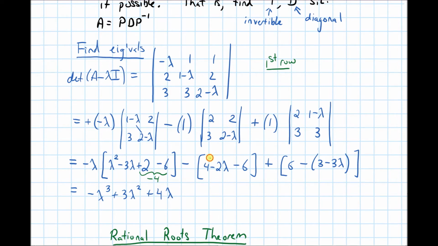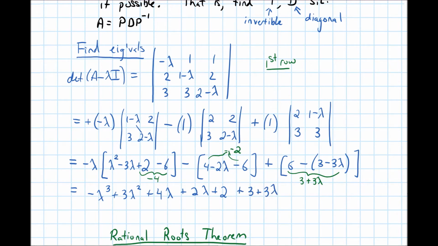Within the next bracket, the 4 and this negative 6 combine to make negative 2. So now if we distribute this negative in, I'll get plus 2 lambda, and we'll get plus 2. And then within this next bracket, this would simplify to 3 plus 3 lambda. And then I have this plus in front of that whole thing, so that'll just stay as plus 3 lambda.